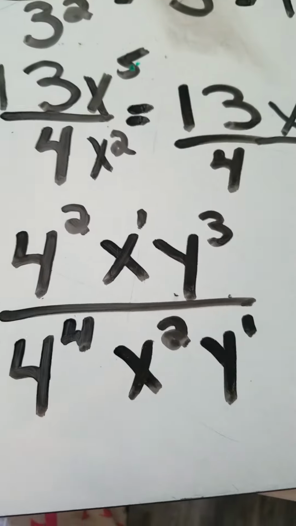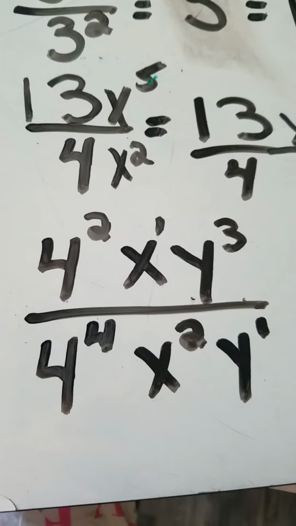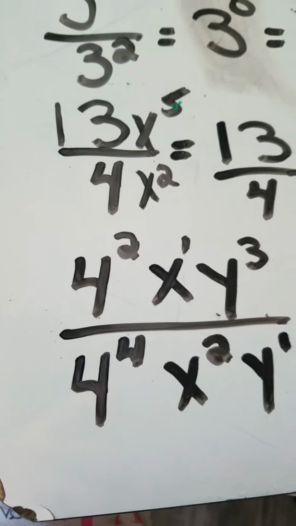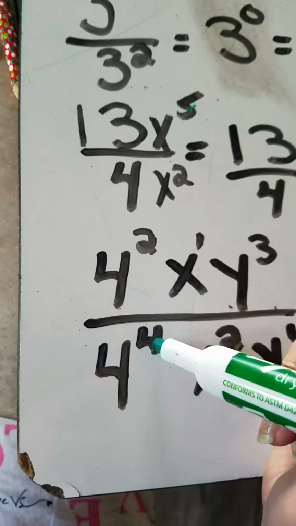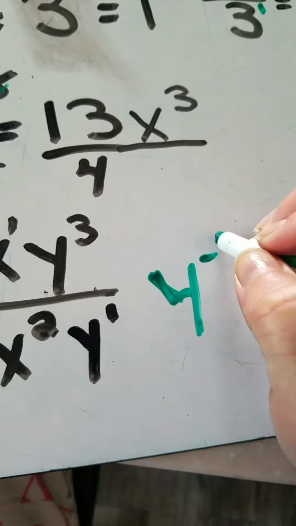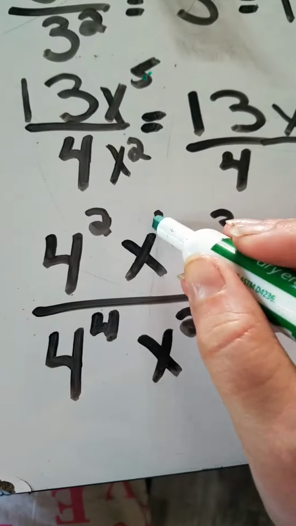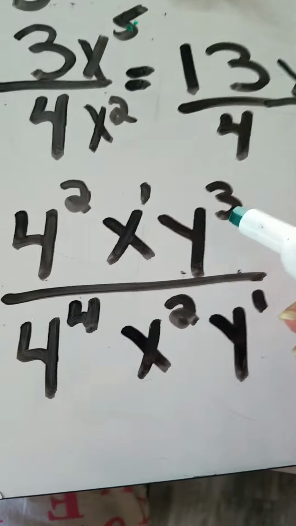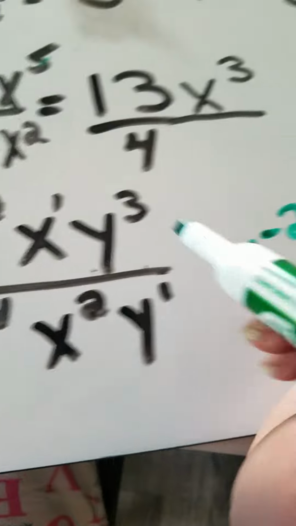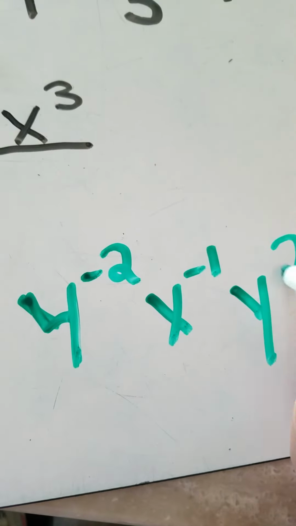So then here's this one. I have the 4's, the bases of the 4's are the same, so I'm going to subtract the exponents. So the 2 subtract the 4 becomes 4 to the negative 2, and then the 1 subtract the 2 becomes x to the negative 1, and then the 3 subtract the 1 becomes y to the second.